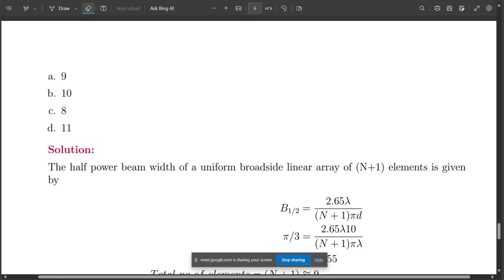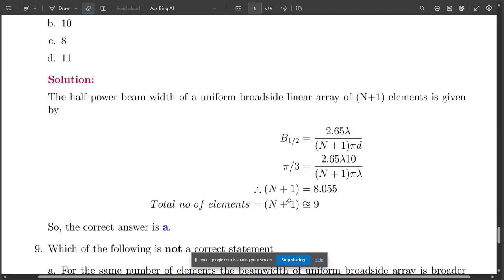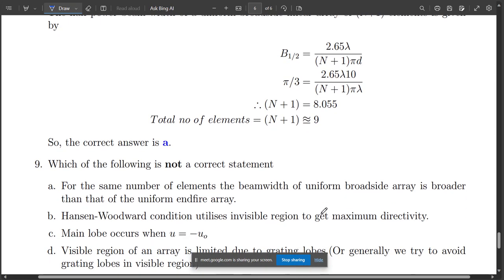Yes. So the correct answer is option C. Very good. So again, n plus 1 came as 8.005 and we know that it needs to be the nearest greatest integer, and so the total number of elements becomes how much? 9. Now question number 9.